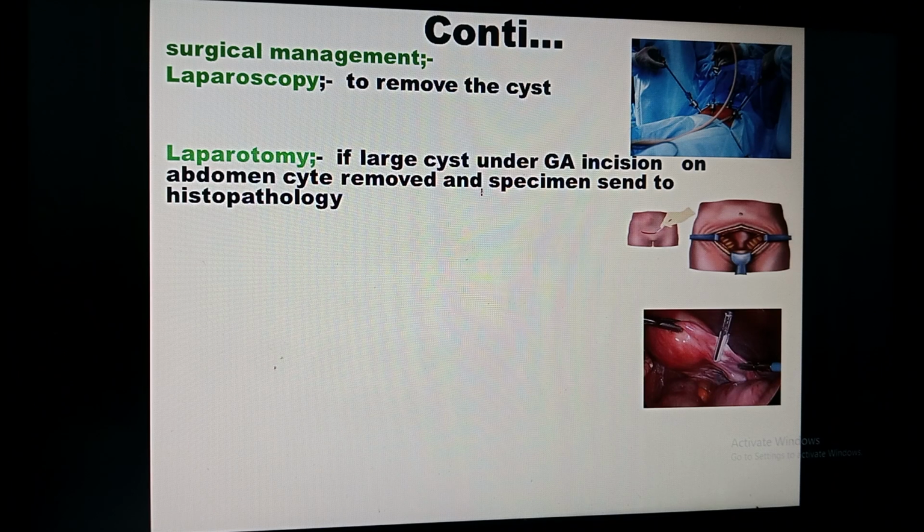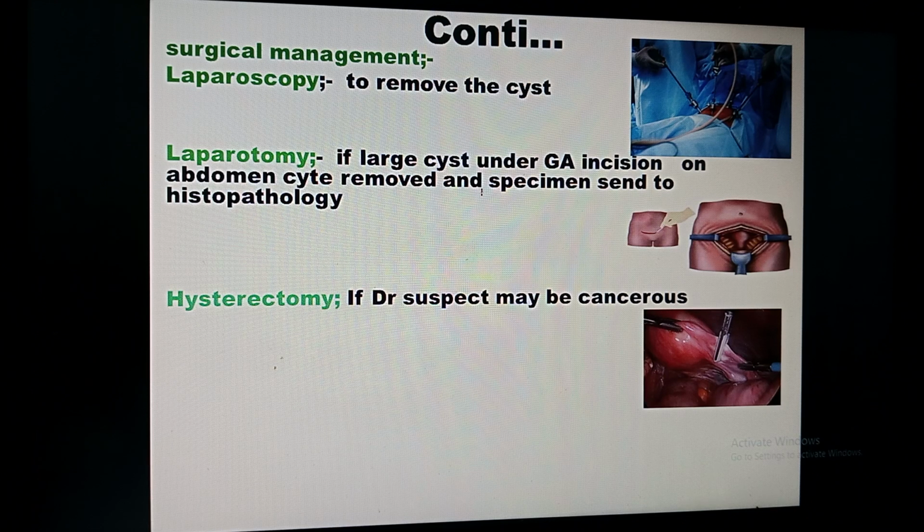Laparotomy is a surgery, an opening of the tummy, as you can see in the picture. A cut is given through the abdomen under general anesthesia, the cyst is removed and sent for histopathology to know whether it is a cancerous or non-cancerous growth. Sometimes a hysterectomy is also required. If doctors suspect it may be cancerous, while doing the surgery the uterus, ovary, and sometimes the fallopian tubes, these organs, after discussing with the couple, the doctor will remove if they suspect it is cancerous.